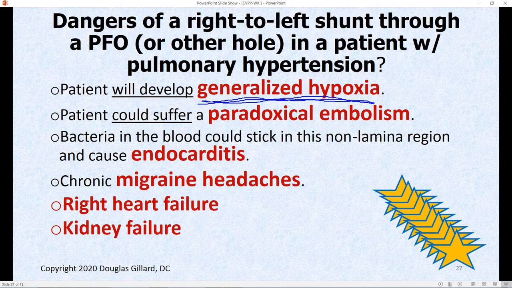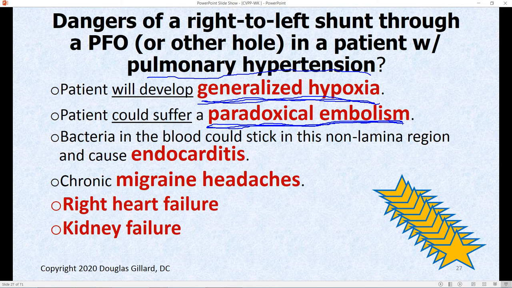What else is dangerous about this hole in a patient with pulmonary hypertension? It has to do with the hypertension, because then you're going to get the right-to-left shunt, right? That's where this comes from. Shunting of deoxygenated blood into oxygenated blood. There's something called a paradoxical emboli, which we'll talk about in a second. That's another danger. My father-in-law actually had a stroke from a paradoxical embolism. We'll talk about that in a second.